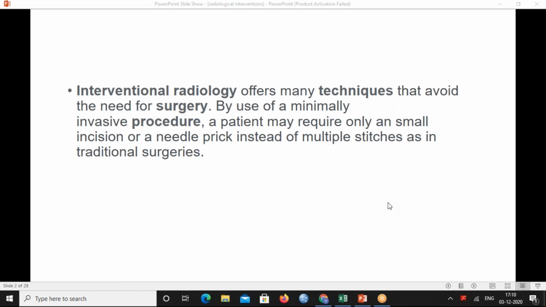Our last speaker has very well discussed the preparation for the diagnostic radiology procedures which are to be done. And for interventional radiology, as you all know, it offers many techniques that avoid the need for surgery. These are minimally invasive procedures done under image guidance, through a very small incision or a needle prick. This avoids the need for the multiple stitches which are generally placed in traditional surgery.